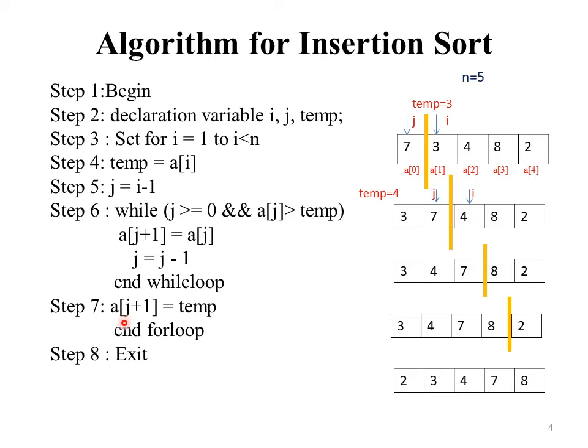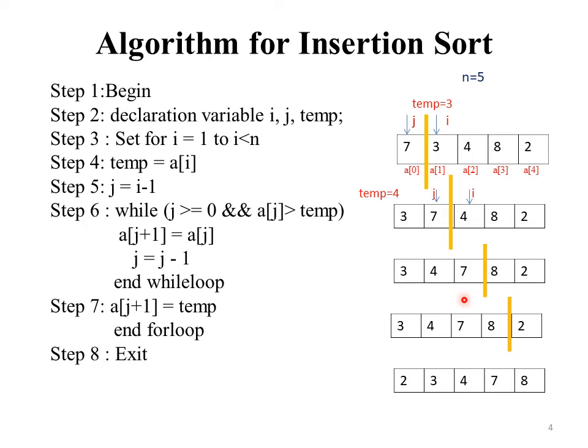In step 7, the value of j is 0, so 0 plus 1 is 1. So a of 1 is temp. We transfer this temp, means 4, to the first location. Okay, now clear this. After pass 2, our 3 is present in the 0th location, 4 is present in the first location, and 7 is present in the second location.